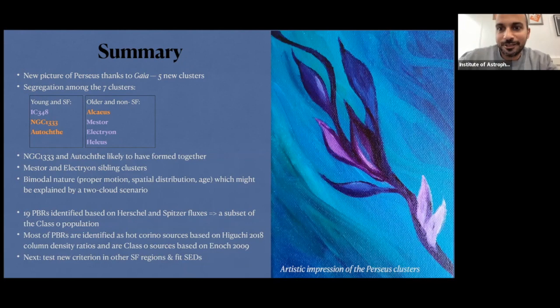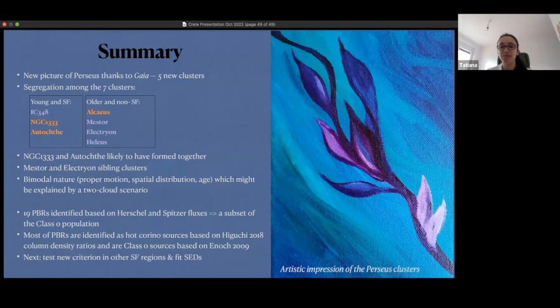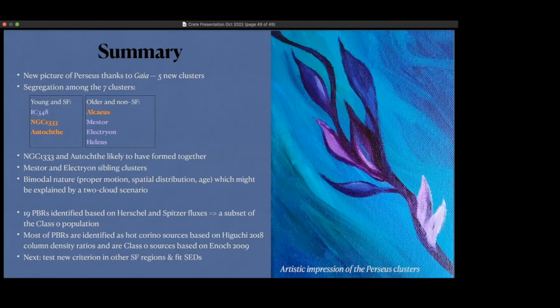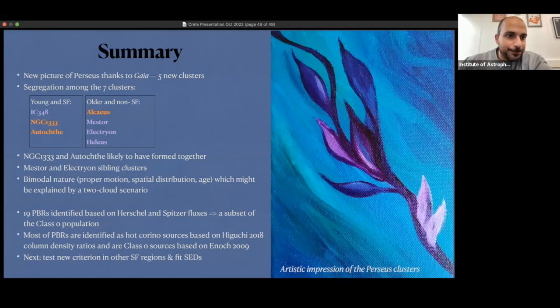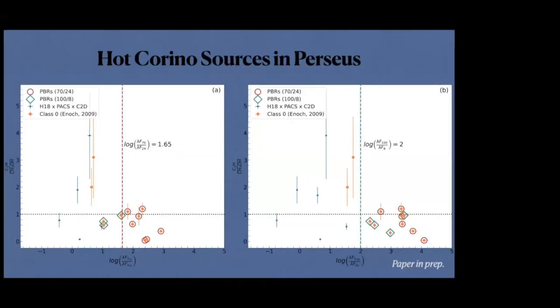Thank you very much, Tatiana, for this very interesting talk. So we have some time for questions, so people can just raise their hands. I have a question. Yeah, go ahead, Costa. Hi, Tatiana. Thanks for the nice talk. Could you please go to the slide where you show the distances of the different clusters you identified?